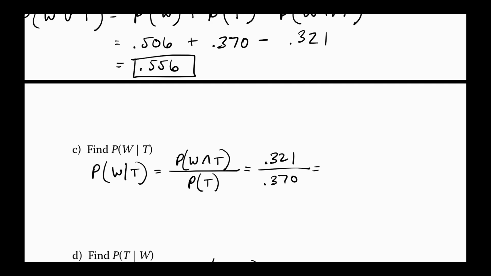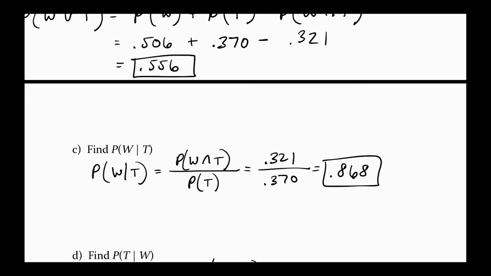So we get 0.321 divided by 0.370 and I get 0.868. So given that they get free tacos, we already know that they get free tacos. What's the probability they also win? Pretty high, right? Because in order to get free tacos, you got to score a lot of runs. And in baseball, the more runs you score, the better the chance you're going to win. That's why that number is pretty high.